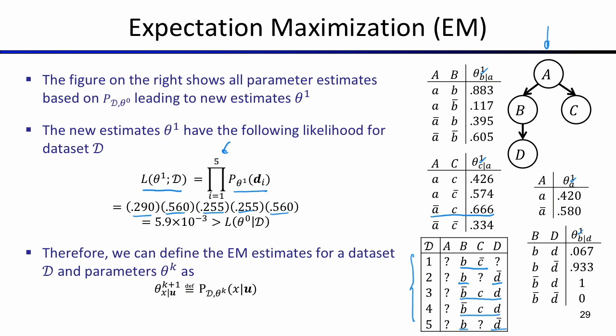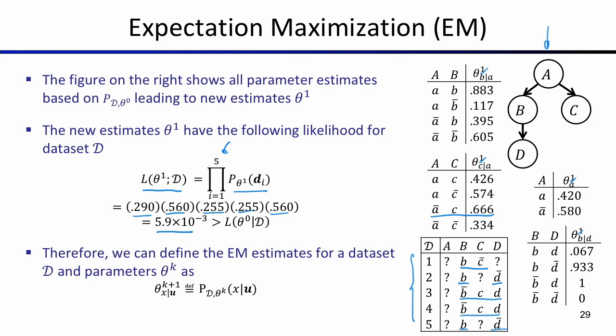So these numbers are actually those probabilities, and we have to do a little bit of inference over the Bayesian network in order to get those numbers. Okay, and when we multiply these 5 numbers, we get this result here. That is 5.9 times 10 to the -3.